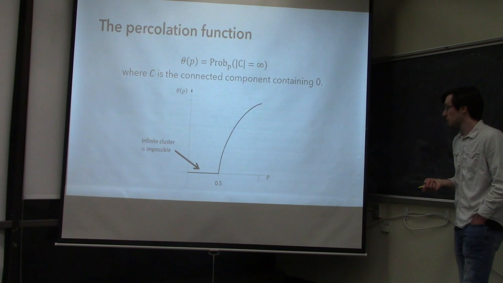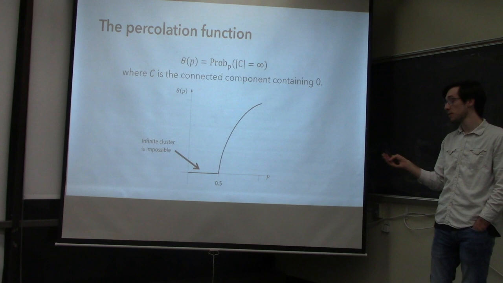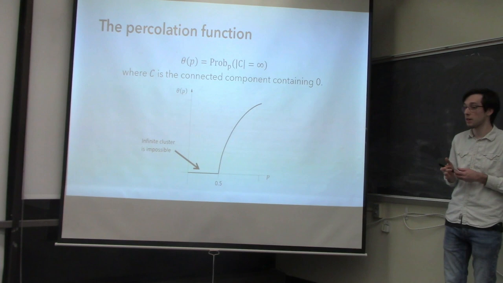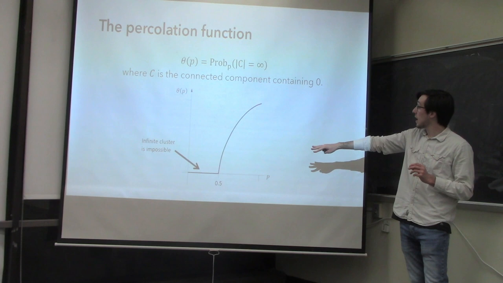Now, in other words, this means that infinite clusters are impossible for p lower than 0.5, because the whole problem is sort of translation invariant. If I take this distribution that I'm studying and I translate all the points around in this lattice, the group action there does not at all change the probability distribution. So having this thing equal to zero tells you that it's completely impossible that there's any infinite cluster.